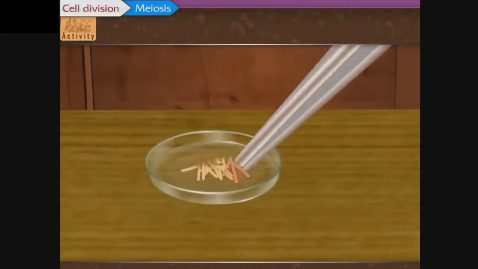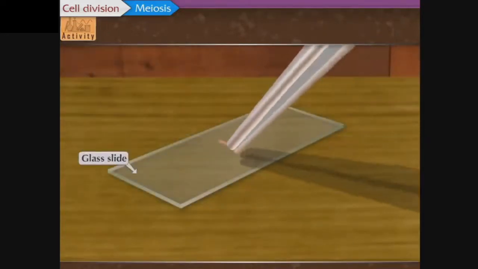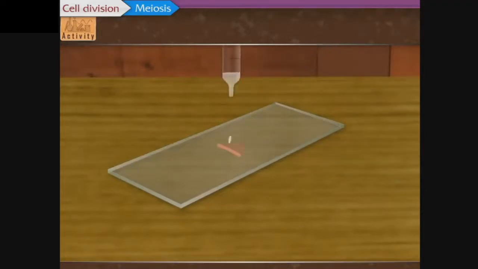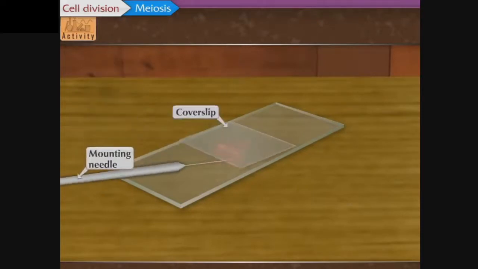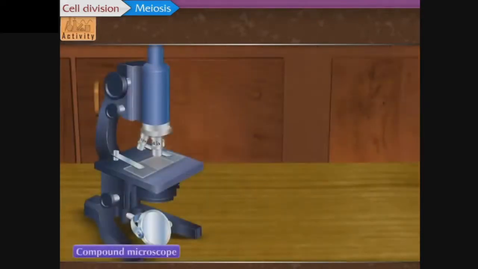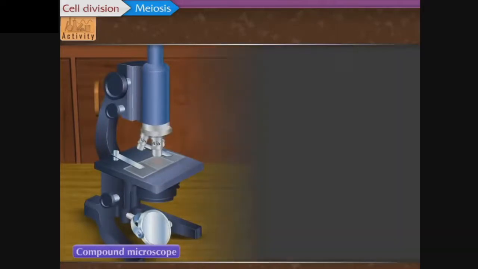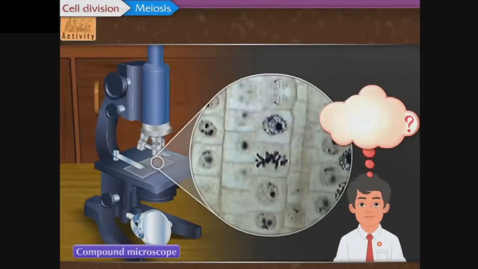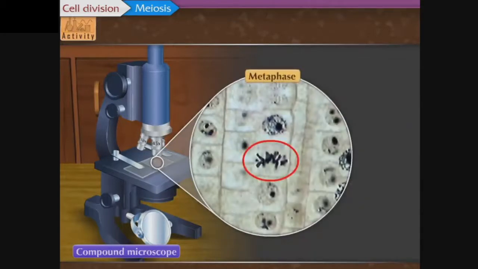Take one root tip on a glass slide and press it with the help of forceps. Add 1 to 2 drops of water on it and cover it with a cover slip. Observe the prepared slide under the compound microscope. Which step of mitosis do you see? We see metaphase step in the cell of the root tip.